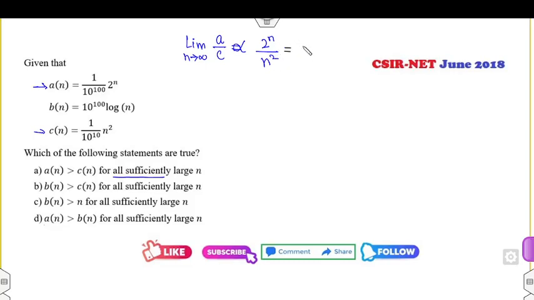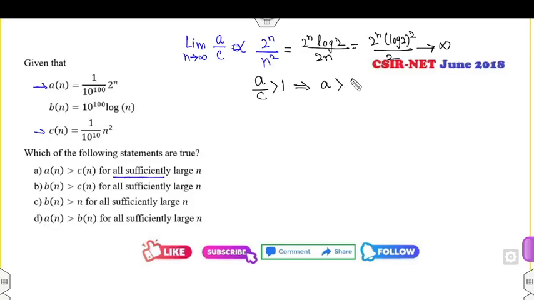This is my L'Hopital rule, infinity by infinity. 2 raised to power n, then log of 2, divided by n square. What is the derivative of n square? It is 2 into n. Again, it's a L'Hopital rule. So log of 2 square over 2, that will go to infinity. Once it is infinity, that means a over c is greater than 1.